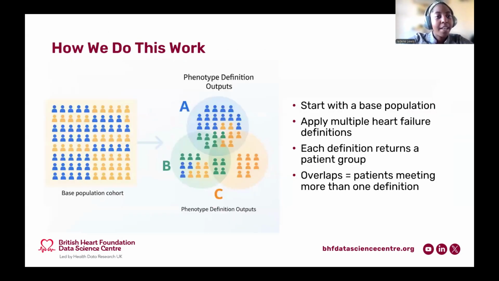So how do we do this work in practice? This work is very much a collaboration between the health data scientists and clinicians within the British Heart Foundation Data Science Centre. The clinicians would bring the expertise about heart failure in practice, and the health data scientists will bring expertise and experience working with large health data sets. We use large, secure NHS data sets, and all data is handled safely and ethically. Together, it helps ensure that the definitions we develop are meaningful in a clinical setting and reliable for research.